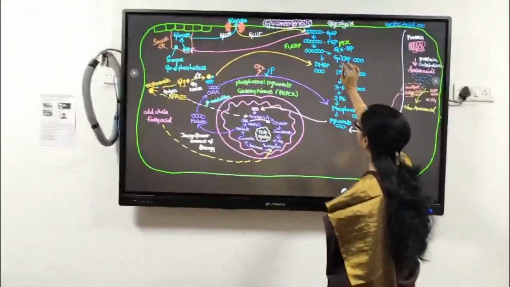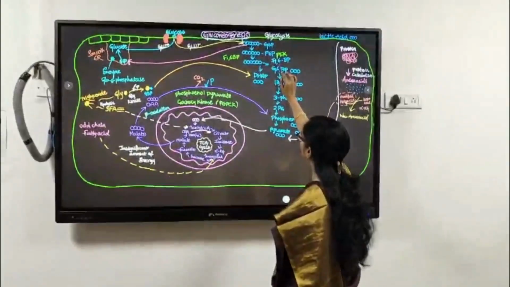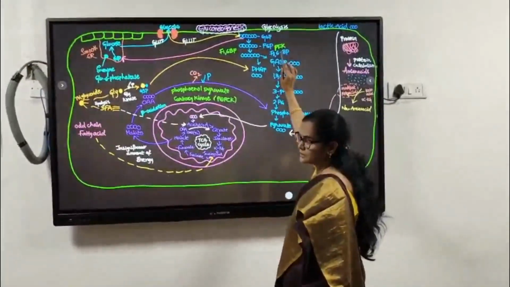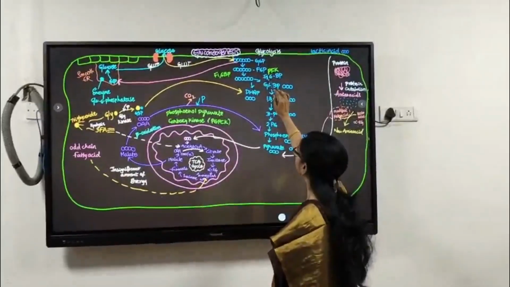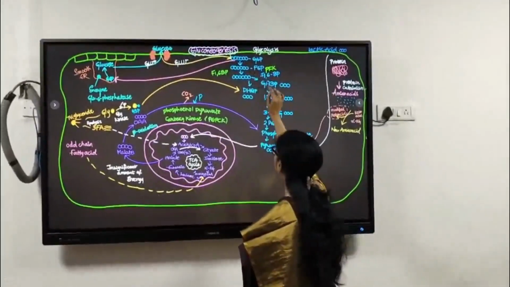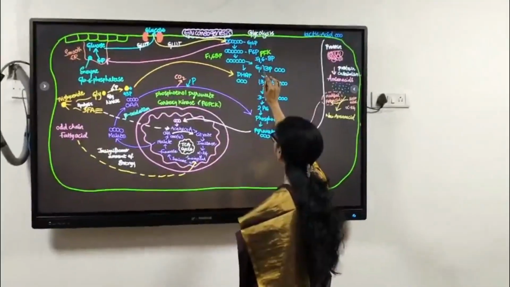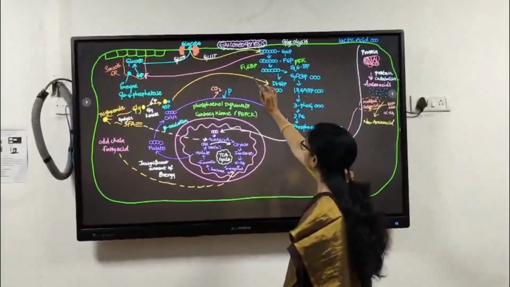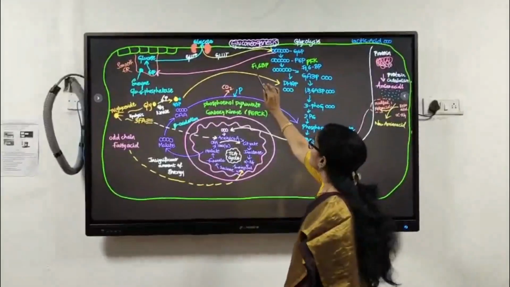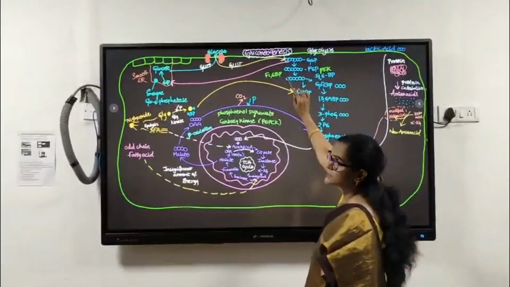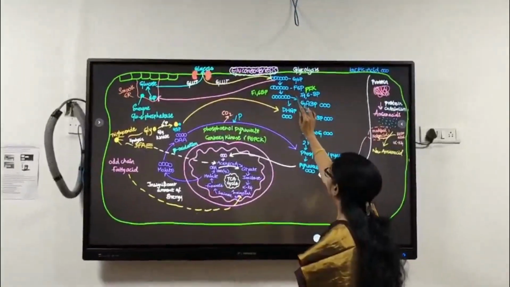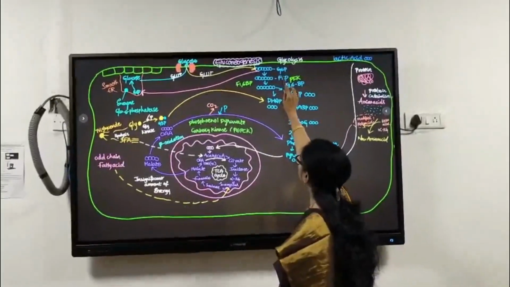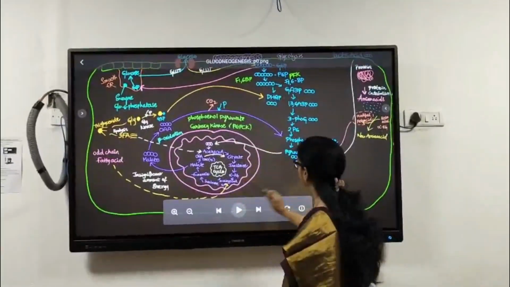So this reaction, as we have learned in glycolysis, is also one of the irreversible reactions of glycolysis. The conversion of fructose 1,6-bisphosphate to fructose 6-phosphate happens with the help of the enzyme fructose 1,6-bisphosphatase. Then after this, fructose 6-phosphate gets converted to glucose 6-phosphate.